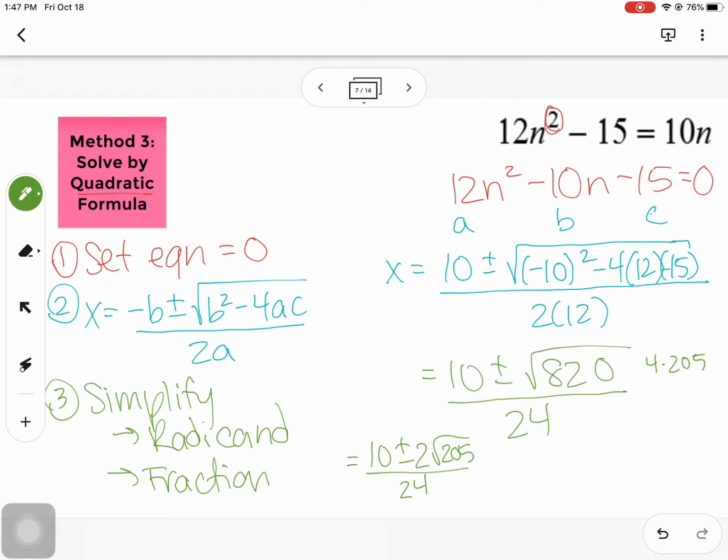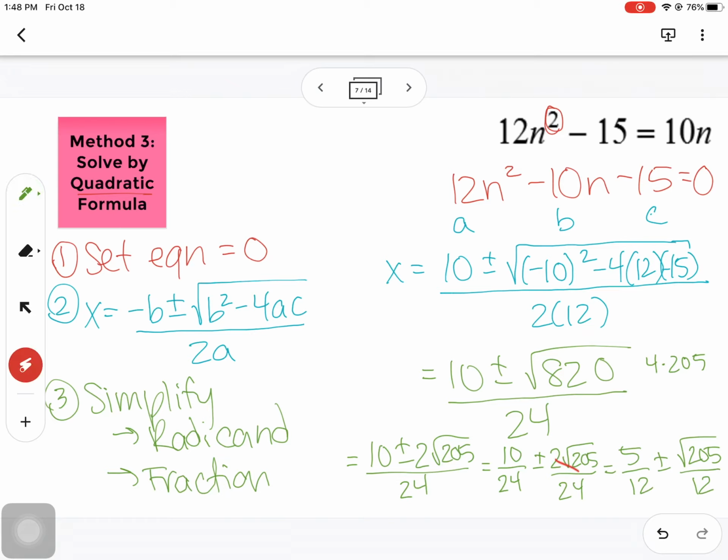Okay, then we need to simplify the fraction. What helps some people is to split it apart. I'm going to write small because I'm going to run out of space. But this 24 really applies to each piece up here. So I'm going to separate it so that it's easier to see. So this is 10 over 24 plus or minus 2 root 205 over 24. When I simplify this first one then, 10 over 24, you can divide it 2 and 2, so it's 5 over 12 plus or minus root 205 over 12 also, because this 2 and 24 can simplify.